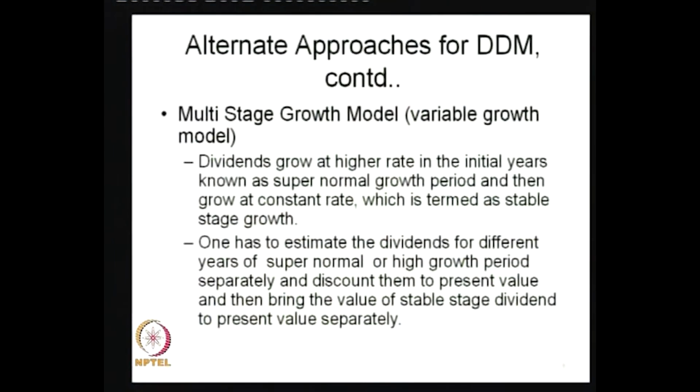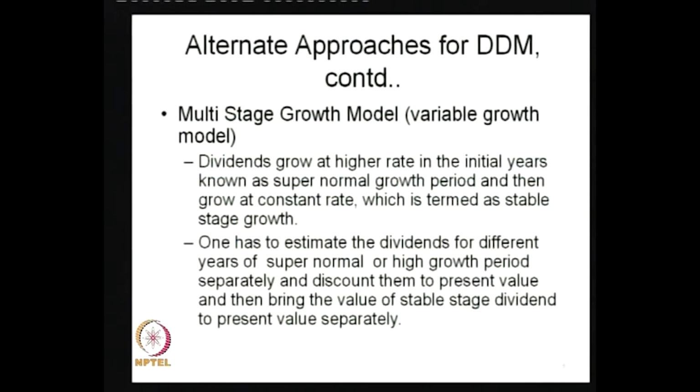So, the other approach is the multi-stage growth model. In the multi-stage growth model, the growth in dividend is not going to be the same for all the periods to come. Dividends may go at a very high rate in the initial years, then decline to a certain rate, then stabilize for that matter. In that case, one has to estimate the dividends individually for the different years of supernormal or high growth period, and then find out the dividend when the dividend actually stabilizes.